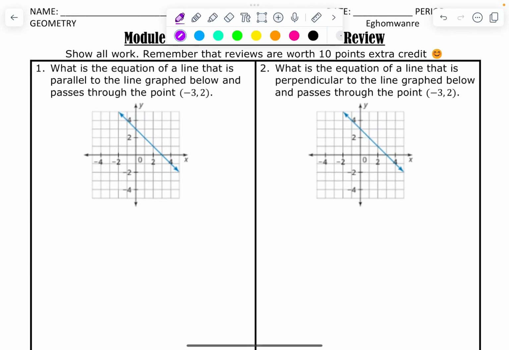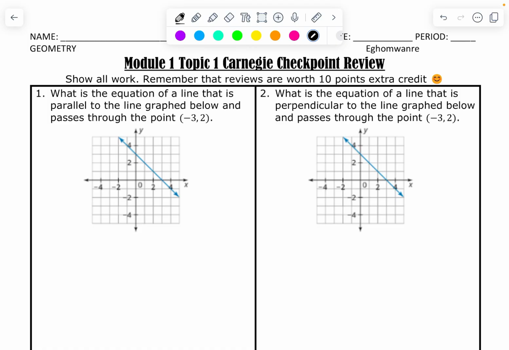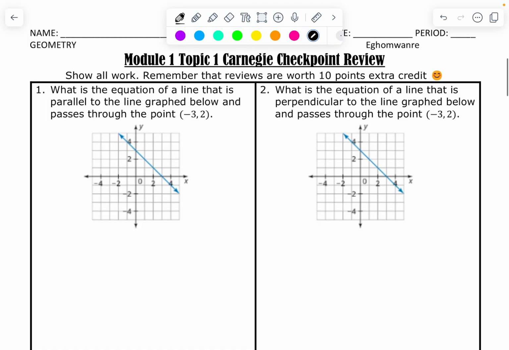All right, guys, this is your review for the Carnegie checkpoint assessment or test. I'm going to do the evens. You need to do the odds. They should match up, so the evens should help you do the odds.